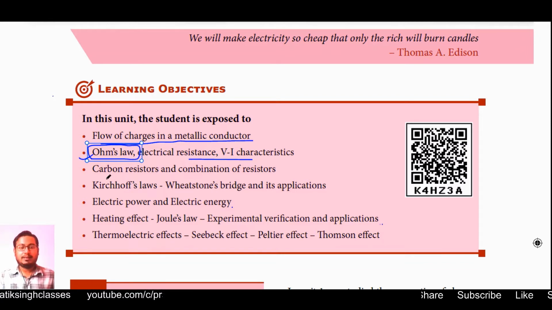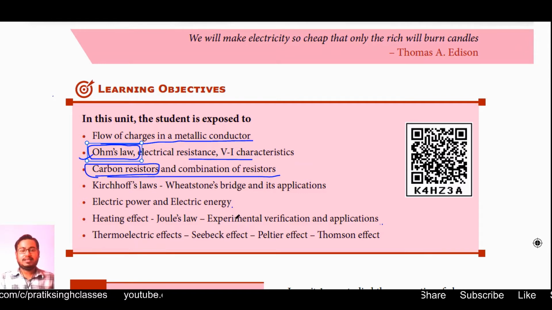Then we will study carbon resistors and combination of resistors. Carbon resistor is a type of resistor. Till now you have studied in class 9th about resistors and their combinations like parallel combination and series combination, and the equivalent resistance in parallel as well as in series combinations of either 2 or 3 resistors, which you studied in class 10th. We will study in depth here how current and resistance are correlated with each other, what is their relationship with voltage, and a lot of other phenomena.